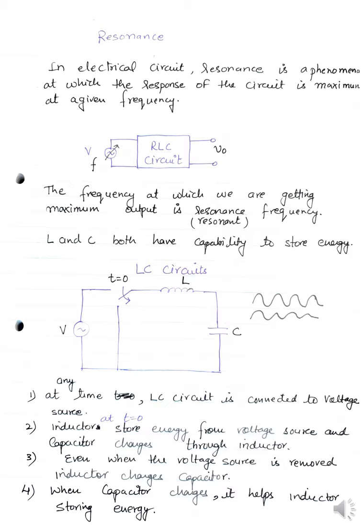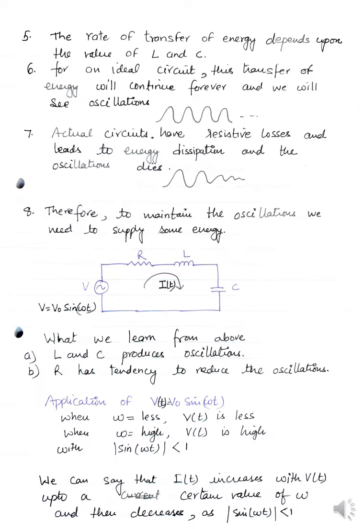Okay, so what we are doing here is that the inductor is charging the capacitor, then the capacitor is charging the inductor when it gets fully charged. The rate of transfer of energy depends upon the value of L and C. For an ideal circuit, this transfer of energy will continue forever, as I told you, and we will see oscillations which are constant in nature. But actual circuits have resistive losses which lead to energy dissipation, and the oscillation dies with time. Therefore, to maintain the oscillation, we need to supply some energy. So we need to supply some external source which can keep those oscillations constant.